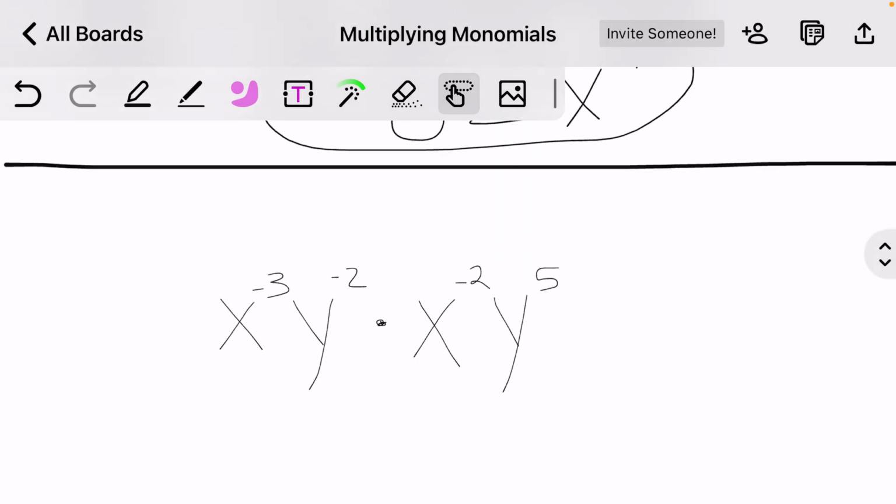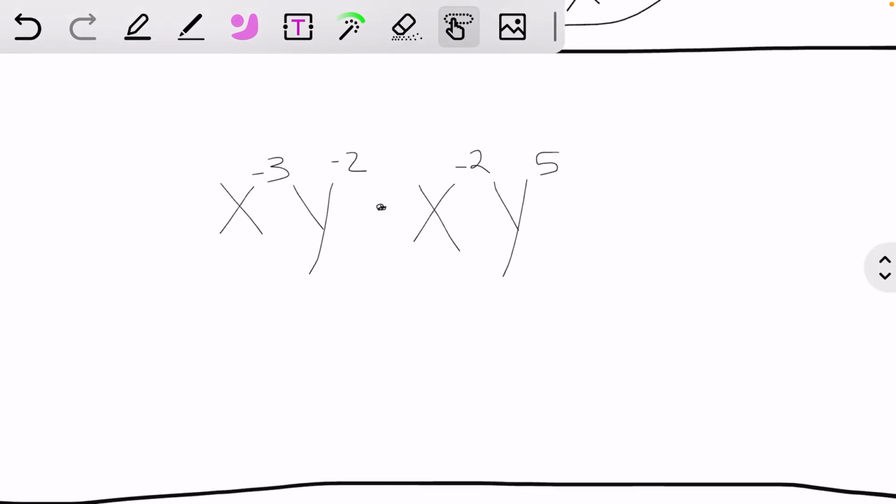So we got x to the negative third times y to the negative second times x to the negative second times y to the fifth. All of these variables have just a 1 in front of them, so I'm not going to put this in expanded form. I'm going to save a little bit of time and space. So we got x to the negative third times x to the negative second.